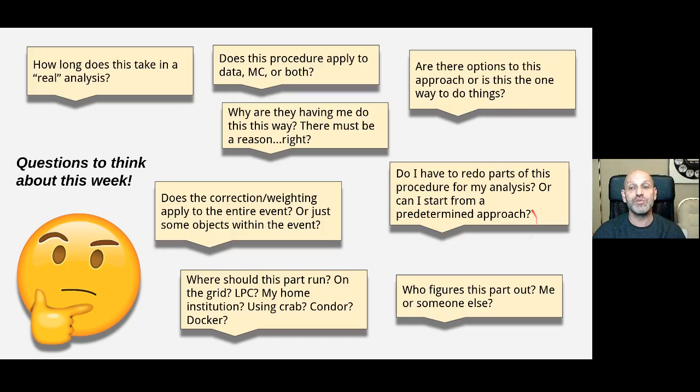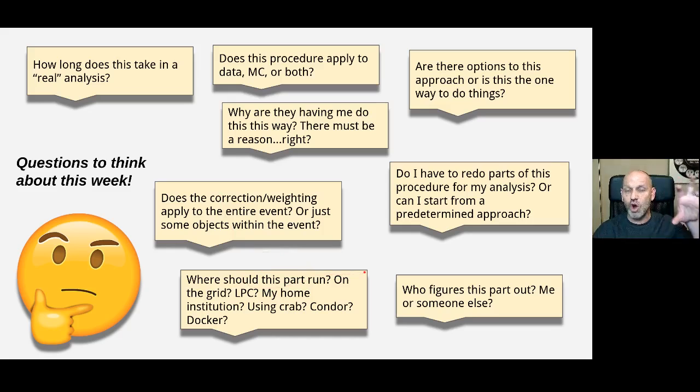Do you need to redo parts of the procedure? Can you start at this level? Do you have to go further upstream when you go to work on your analysis? For corrections and weighting, does it apply to one particular object in an event, or do you apply it to the full event? And even small details you may not even think about.